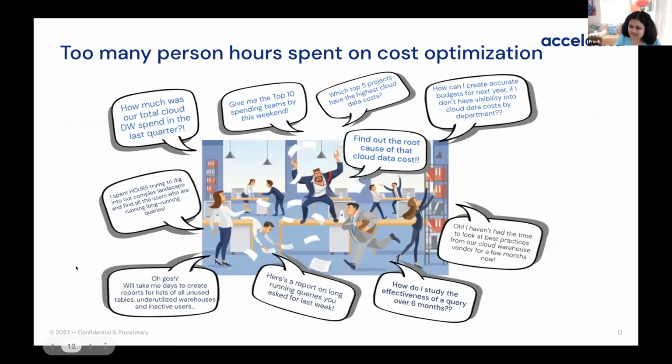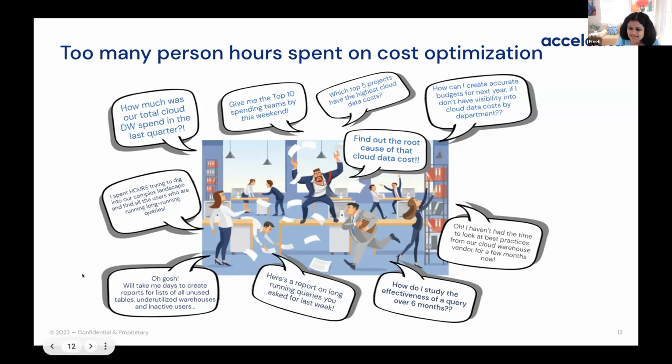If you drill down a little bit more on the situations, you see a lot of chaos. We have a lot of questions coming from the CFO or from data ops: how much was the spend for last quarter? Tell me the data warehouse spend. Give me the top 10 spending teams. Give it to me by this weekend. There are high-priority demands coming in. What are the top 5 projects that are spending? And what's the root cause of this particular cost? Then the teams are busy running around, spending hours trying to dig up information and creating reports. You can imagine the amount of effort and time spent on this.